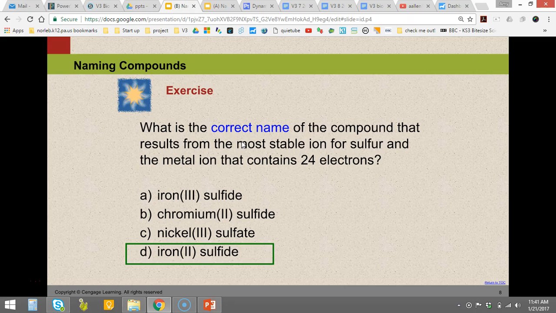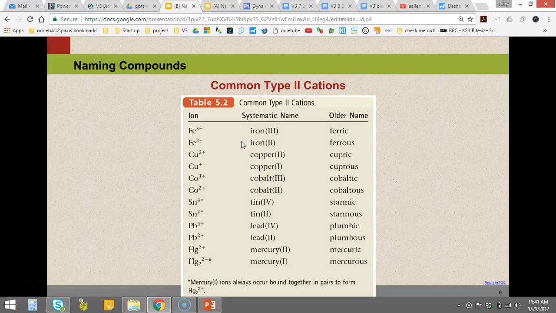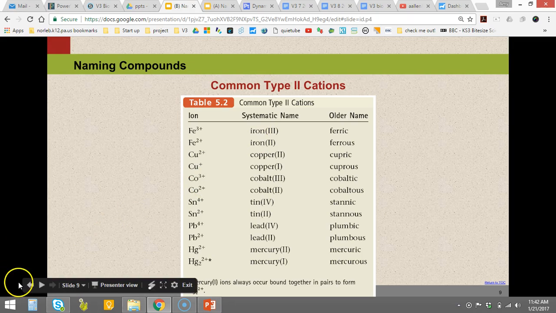So that was a little trickier there, and don't expect to see any tricky assignment problems like that, but just so you are aware, this is how it would work out. So here's a helpful chart for you. This gives ions for transition metals that we would use commonly and their systematic name. The older system would name them this way. You don't need to worry about that, but these are all possible transition metals you might use in compounds: iron, copper, cobalt, tin, lead, or mercury. As always, if you have any questions, don't hesitate to ask.